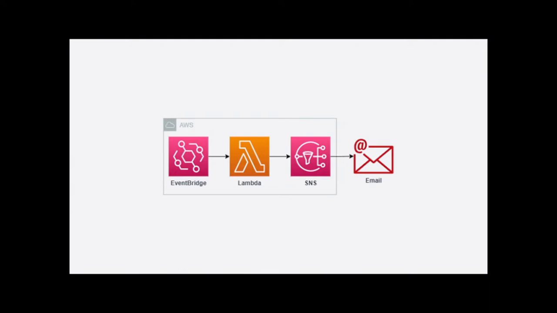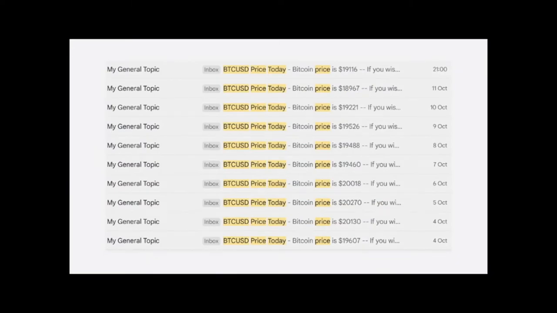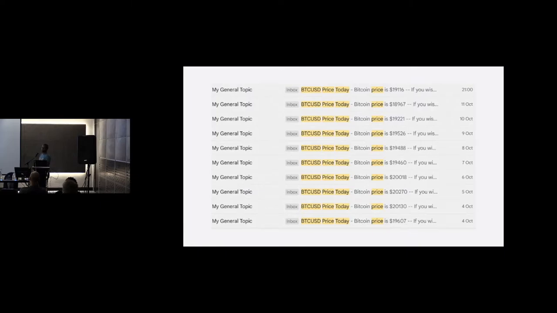Another architecture diagram. Similar to the last one, EventBridge wakes up my Lambda, I don't know at what time. Lambda goes and fetches the Bitcoin price. Once it has the Bitcoin price, a message is sent to SNS. SNS then sends an actual email to my email address so that I can see what the Bitcoin price is. And this is an actual screenshot from my Gmail account with all the messages that have been coming in from the Lambda function. On the 4th of October, it was somewhere around 19,600. Then it went up to 20,000, and then it dove down again. On the 11th of October, it was 18,000. That one I missed. But yesterday, it was somewhere around $19,000 per Bitcoin.